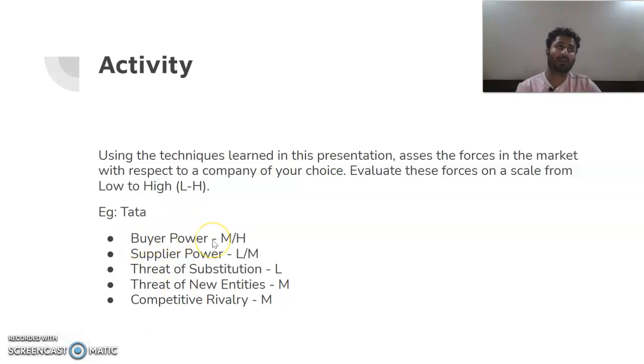Buying power is medium to high, since more and more people are trying to get quality cars, and with the kind of affordable pricing that Tata provides, it's somewhere between medium to high. Supply power is low to medium, since Tata is vertically integrated and makes most of its components. Threat of substitution is low compared to other companies. Threat of new entry is medium, and competitive rivalry is medium.